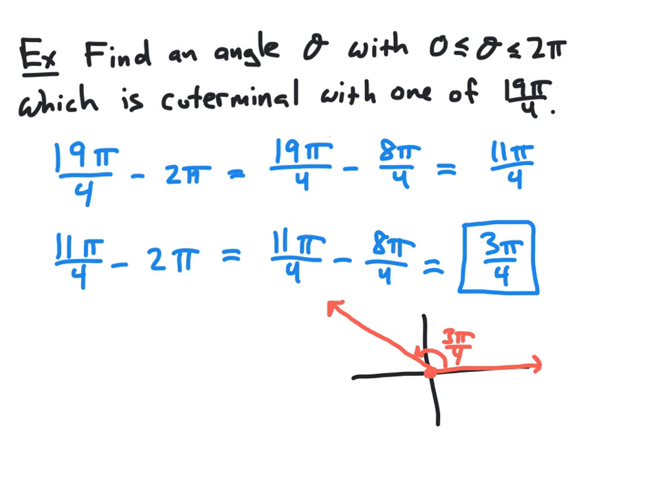But notice that for 19 pi over 4, we actually subtracted 2 rotations to obtain that. And so our actual angle of 19 pi over 4 would go around for 2 complete rotations, and then another 3 pi over 4 units. And so this blue spiral here is representing our 19 pi over 4 radian angle, 2 complete rotations, and an additional 3 pi over 4 radians.